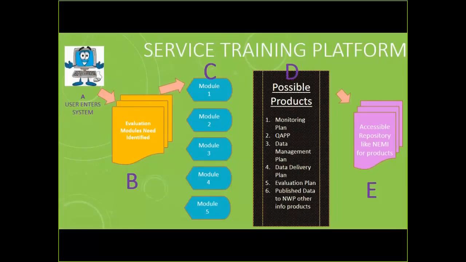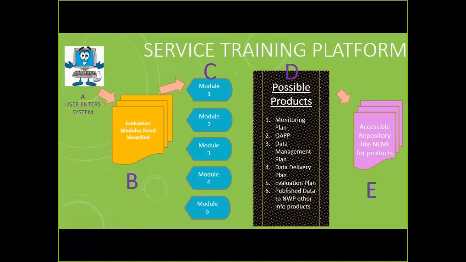So that would be the different modules that would spit you out to. And if you went through one, you would actually maybe come out with a monitoring plan, maybe a QAP, maybe a data management plan. These are some products that would come out of it. And there'll be like this sort of certificate of completion. You can take all the time you want to do it, because there's a really great platform out there to do this kind of stuff.